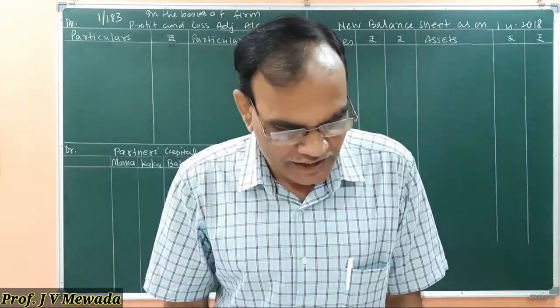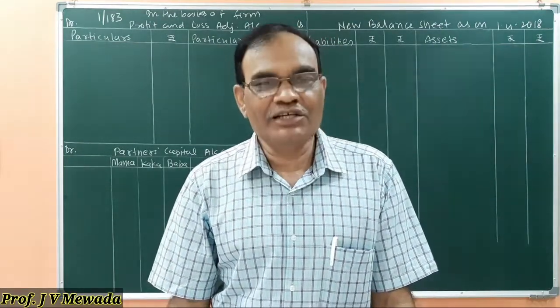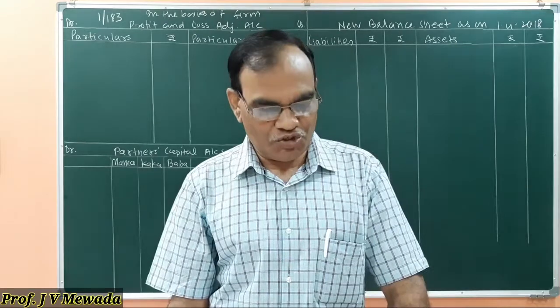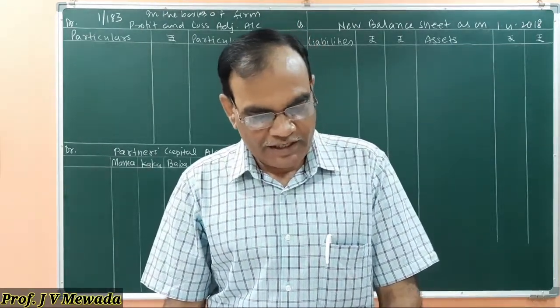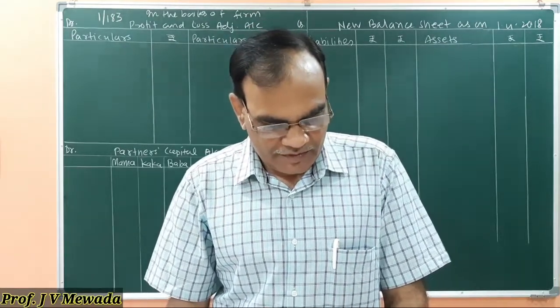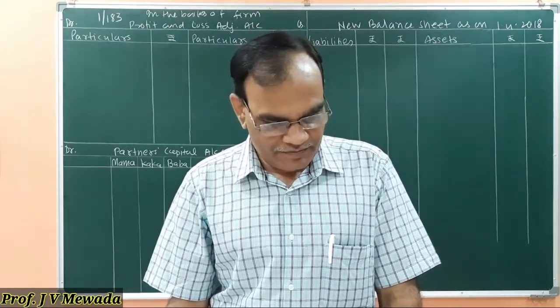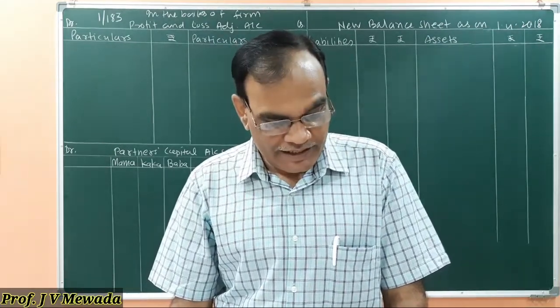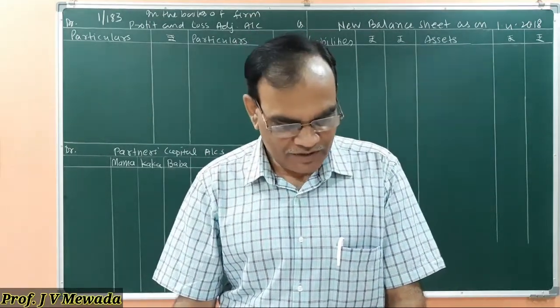In our sum we are given 3 partners, Mama, Kaka and Baba, and they are sharing profits and losses in the ratio of 4:3:3. Now we are given the balance sheet as on 31st March 2018, and below the balance sheet we are given that Kaka retires on 1st April 2018 on the following terms.